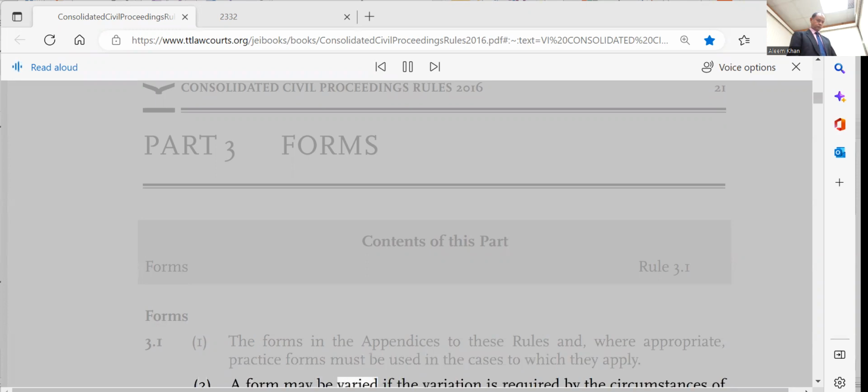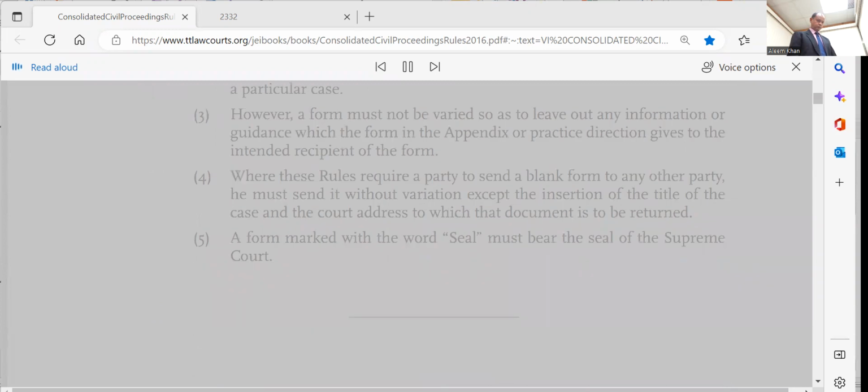2. A form may be varied if the variation is required by the circumstances of a particular case. 3. However, a form must not be varied so as to leave out any information or guidance which the form in the appendix or practice direction gives to the intended recipient of the form. 4. Where these rules require a party to send a blank form to any other party, he must send it without variation except the insertion of the title of the case and the court address to which that document is to be returned. 5. A form marked with the word seal must bear the seal of the Supreme Court.